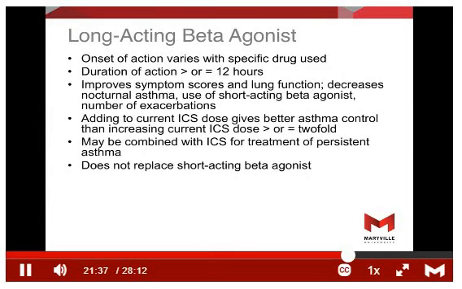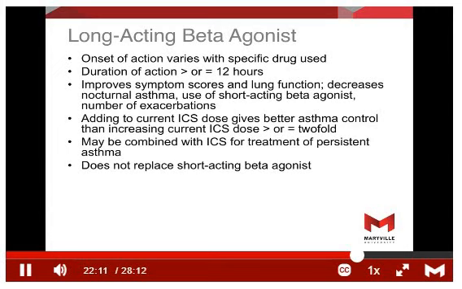So long-acting beta agonist. Onset of action varies with the specific drug used. Duration of action is greater than or equal to 12 hours. They improve symptom scores and lung function, decrease nocturnal asthma, use of short-acting beta agonists, and number of exacerbations. Adding to the current inhaled corticosteroid dose gives better asthma control than increasing the current inhaled corticosteroid dose, okay?